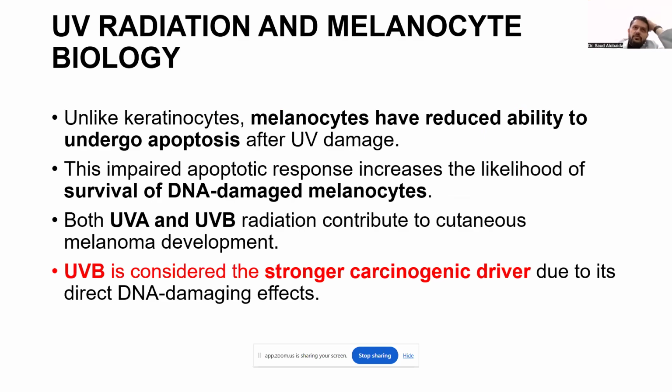All right. So UV, again, why? And there's a problem. Keratinocytes get UV damage a lot, but they have the ability to repair faster than melanocytes. Melanocytes have less ability to undergo apoptosis compared to keratinocytes, and that makes the damaged melanocyte progress, and with the mutation, it could further proliferate. Both UVA and UVB contribute. UVB is a stronger carcinogenic driver because it damages DNA. That's its target.